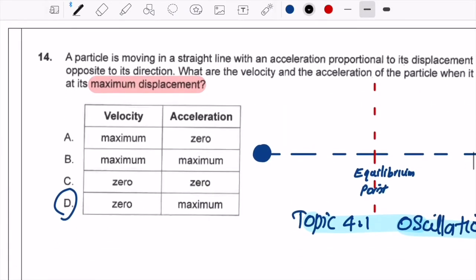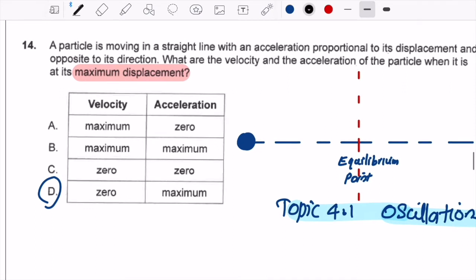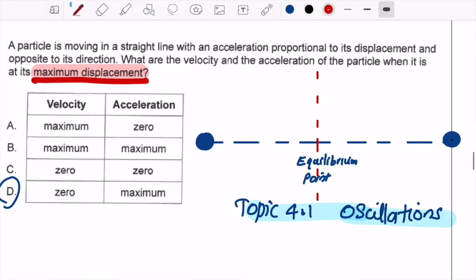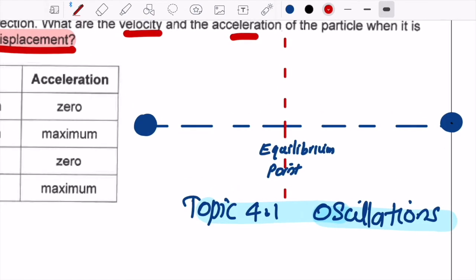Question number 14. This is about simple harmonic motion. They are talking about maximum displacement. They want to compare velocity and acceleration. Let's think about simple harmonic motion. This middle point is called the equilibrium point. These two are extreme points. So we are focusing on one of these.